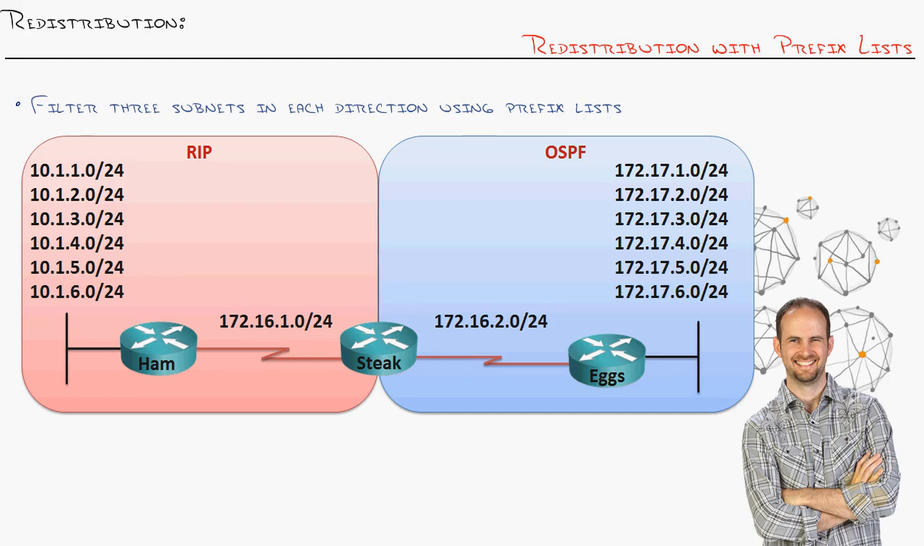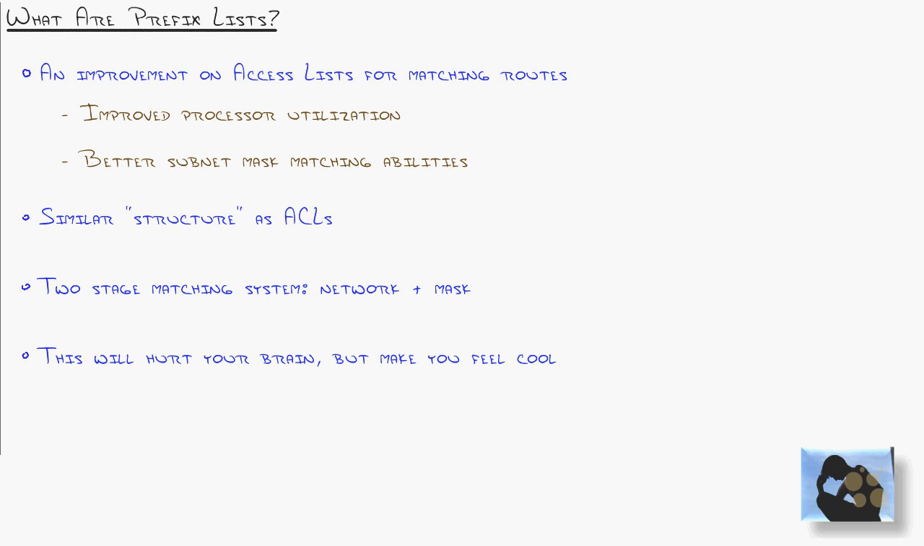Redistribution using prefix lists. I was going to jump straight into the config of this one, but I definitely think we can use some explanation of prefix lists first. Well, let's start off with the question, what are prefix lists? Essentially, they are an alternative for an access list in terms of matching routes, and typically used with route filtering.